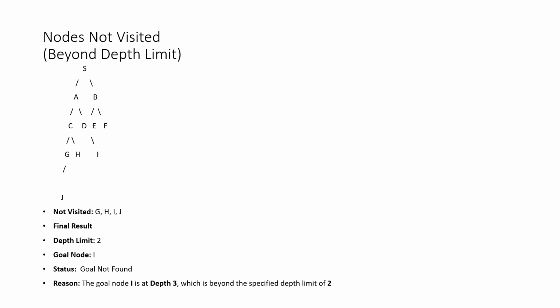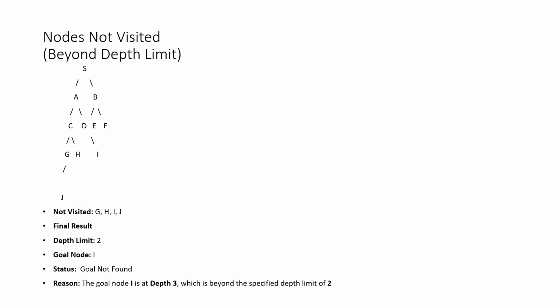Next, these are the nodes not visited beyond the depth limit. Until F we have reached, am I correct? Until F we have reached, and the nodes not visited are G, H, I, J. So we can mark these as beyond the depth limit, not visited: G, H, I, J.